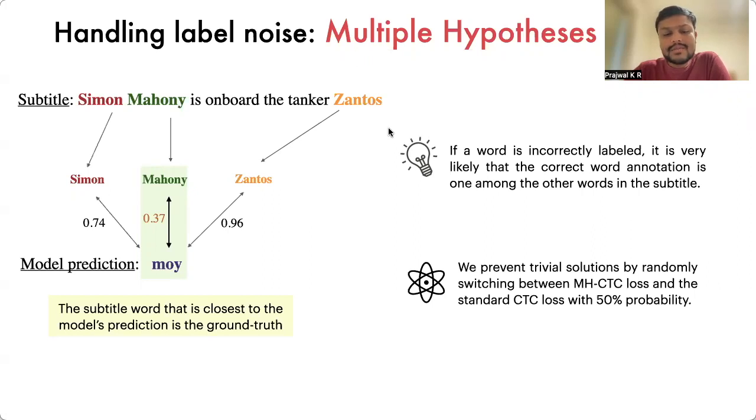We propose a new loss function called the multiple hypothesis CTC loss, which is built on the observation that if a word annotation is incorrect, then the correct word annotation is likely to be a surrounding noun in the same subtitle. So during training, given the model's predictions for an input clip, that is MOY, in the example we show here, we compute the CTC loss with the prediction and all the nouns in the subtitle and simply choose the word that gives us the lowest loss as our target ground truth.